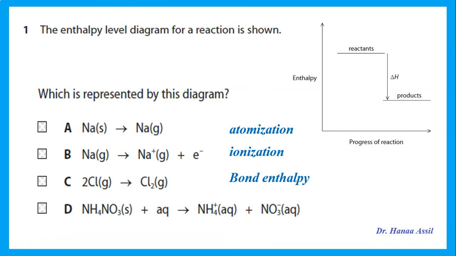What about this one? This one is basically the bond enthalpy of chlorine. So this is energy released when a chlorine molecule is formed. So this is the one that's exothermic. Of course, the last one is the delta H of dissolving, or delta H of solution.